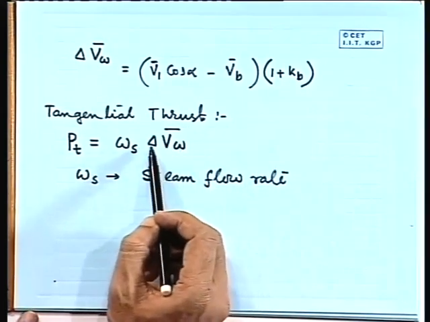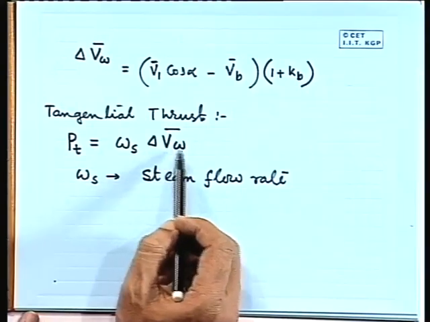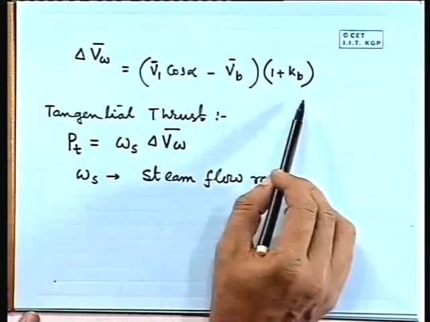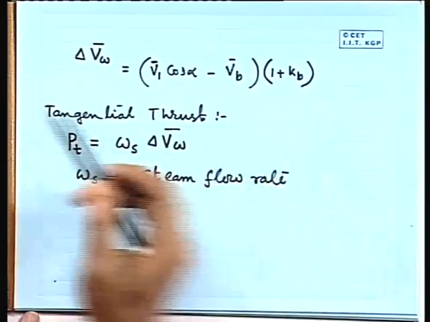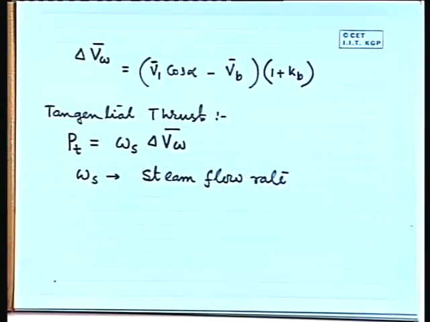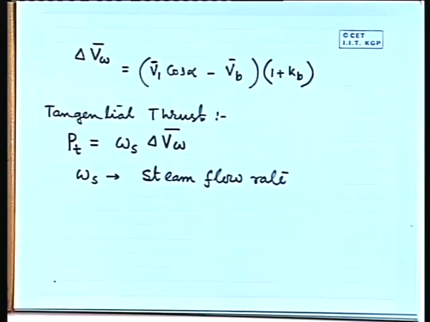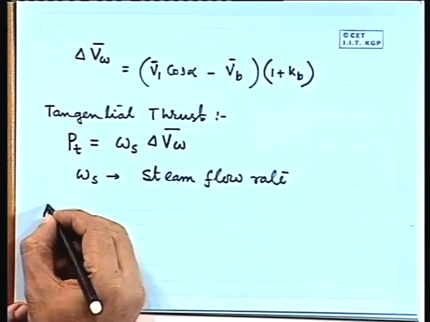So, we have to determine the delta V omega, and for V omega I have given two formulas, this formula, and initially I have given another formula in terms of V1 and V2. So, either of these we can use and we can determine the tangential thrust. Then comes the axial thrust.